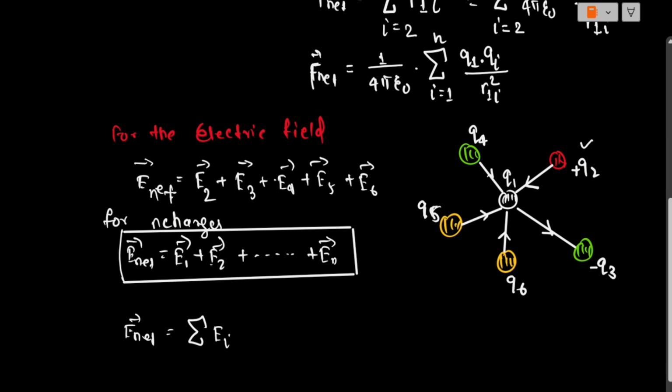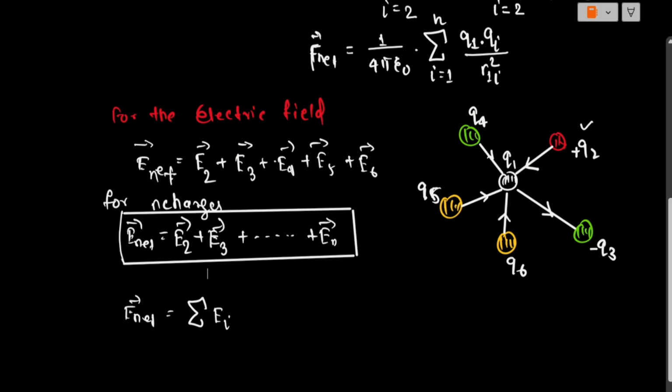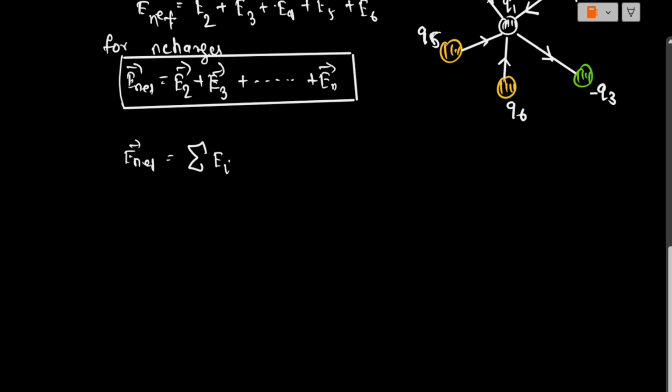Okay, so I have made a mistake here. We should have started with E2, and from E2 there should be E3 and E4 and E5 and then En. So if we do the summation of electric field, we have to write it as sigma Ei, and i starts with 2 and goes up to n, right? So this is the form of the summation of electric field.